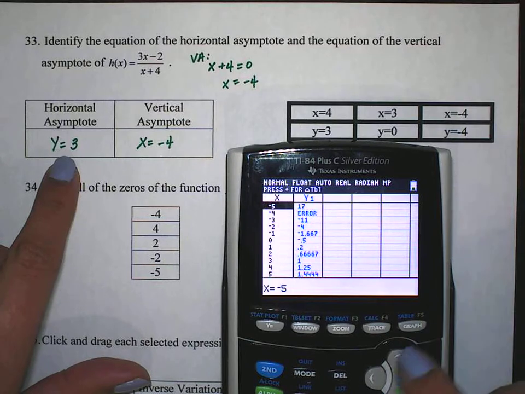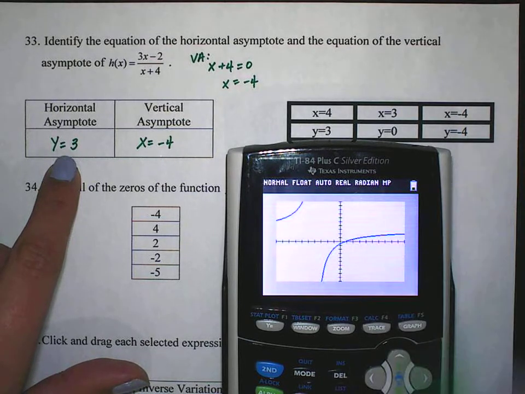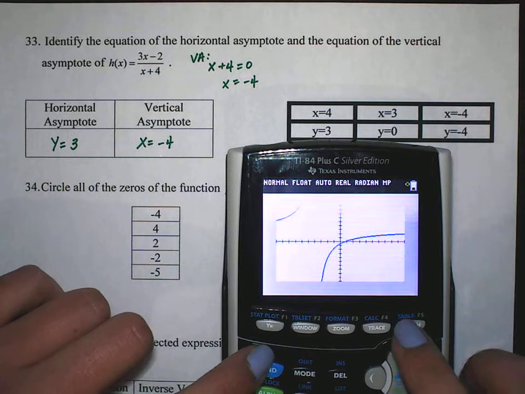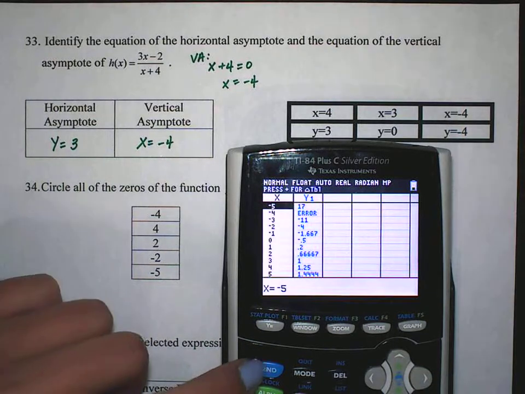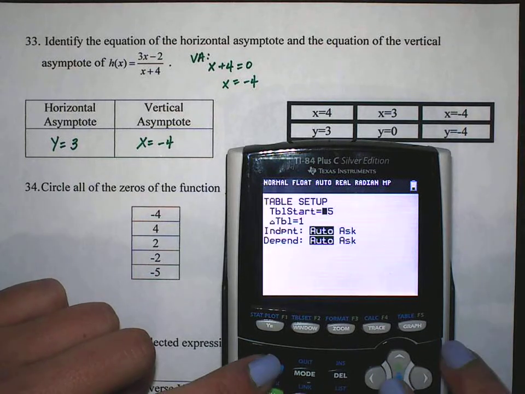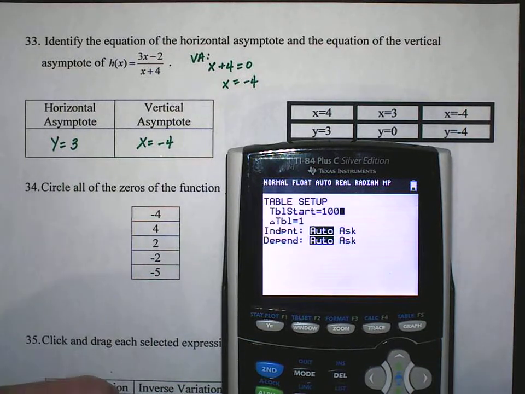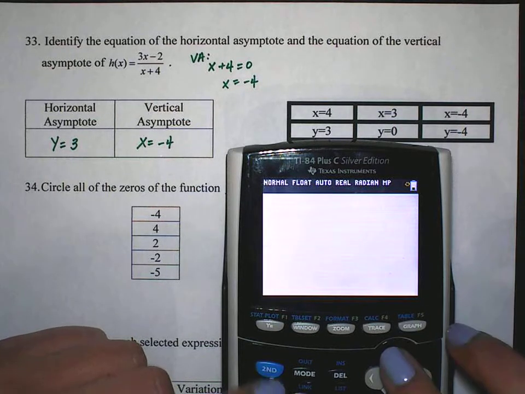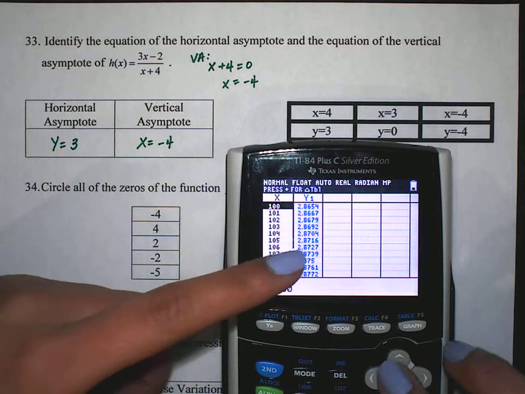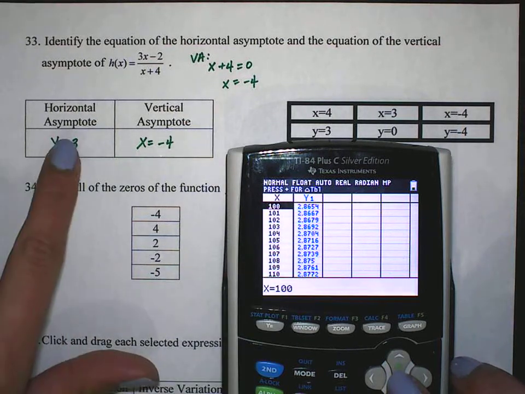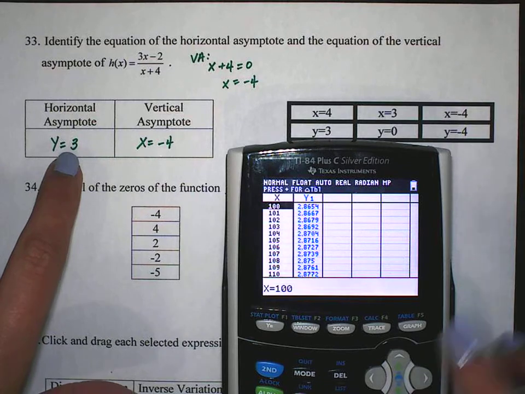Your horizontal asymptote, if I look at my graph, it's definitely positive numbers. Okay, and let's just choose a really high positive value. So I'm going to go to second window. I'm going to put in 100. Go back to your table by hitting second table. Let's see what that number is close to 100. It's getting really close to 3. Okay, it's converging towards 3. So that's another way to check your HA.